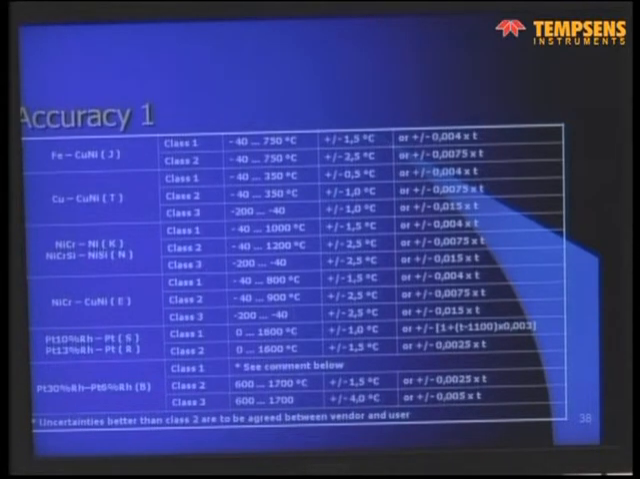Okay, and for type B material, class 1 is normally not available, even not against high price adders. So class 2 is the normal quality, and class 3 sometimes is available. But class 3 is only for the range 600 to 1700 degrees.